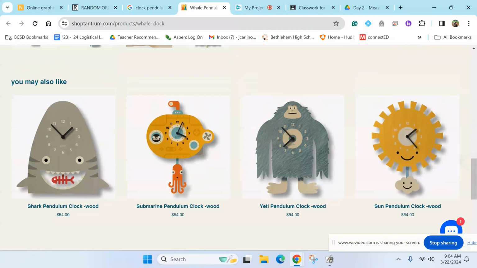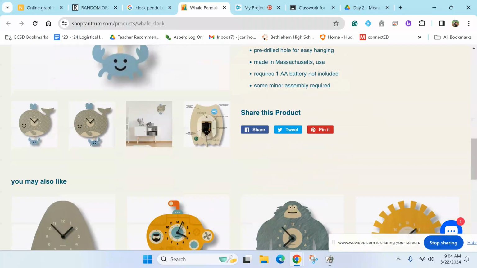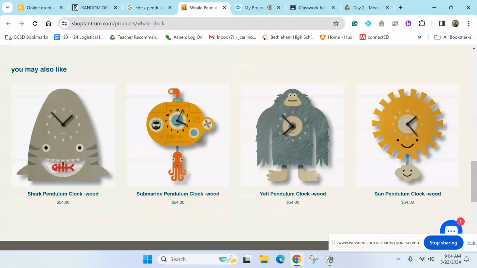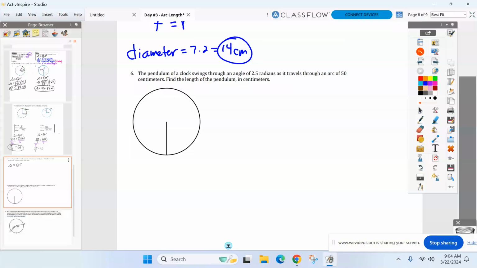You know what all these have in common? Something that will never be put on my wall at my home. Okay, that is embarrassing. If anybody has $54 you want to throw away, there you go. You get yourself a cool clock with a nice little pendulum. All right, not at the Carlino residence. Anyway, everyone's good with the pendulum? We're good?